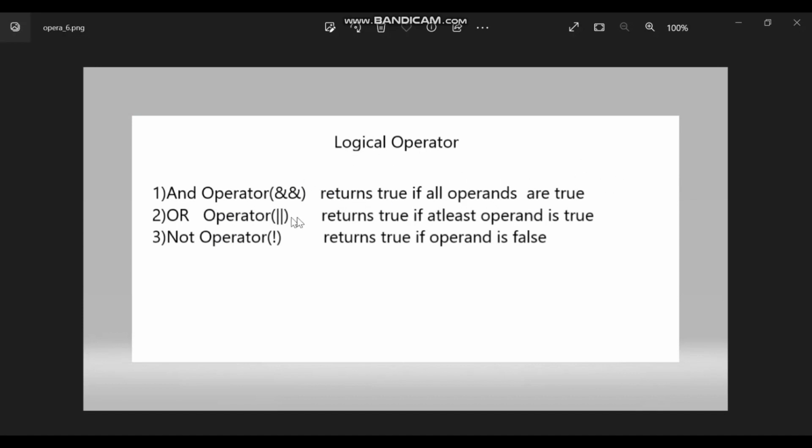And when we use the OR operator, it returns true if at least one operand is true. Means if at least one operand is true, OR returns true. NOT operator means it returns true if the operand is false, and if the operand is true, it returns false. It returns the complementary answer. We will check these outputs in VS Code.